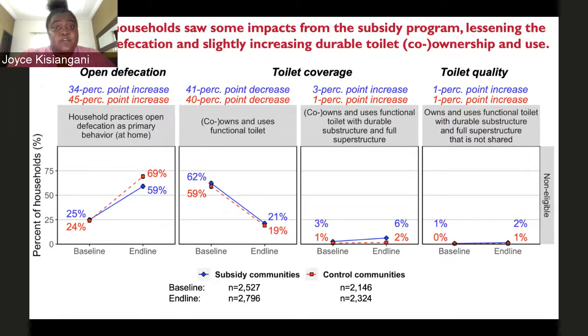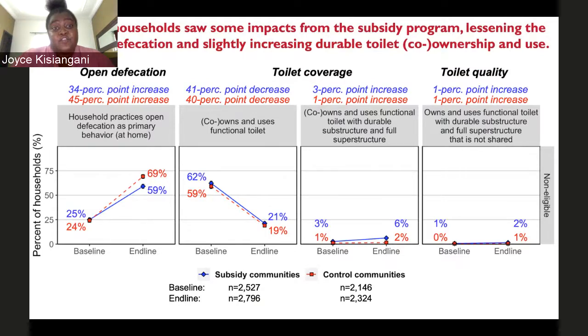So again, we saw that the subsidy program had impacts on some non-eligible households within the treatment group. Again, for example, if you look at the first graph on open defecation, that was in your extreme left, you can see that the subsidy program helped to lessen open defecation among non-eligible households within the treatment group. Among non-eligible households within the treatment group, open defecation increased by 34% points. But you can see that among non-eligible households within the control group, this was more. Open defecation increased by 45% points.